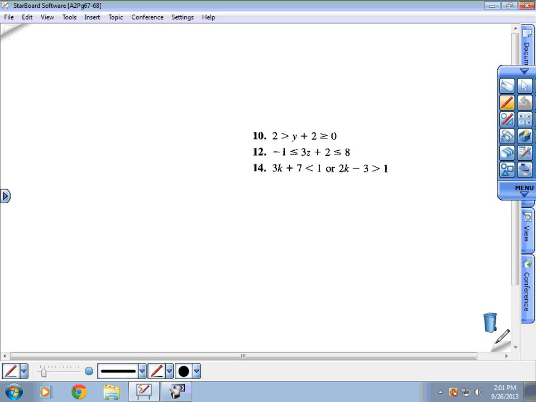Okay, now we have some problems here. And what we're going to do is look at them and say, what is this problem? Is it a conjunction or a disjunction? Well, here's how this is read. When you have two symbols like this, it doesn't make sense to say 2 is greater than y plus 2, which is greater than or equal to 0.